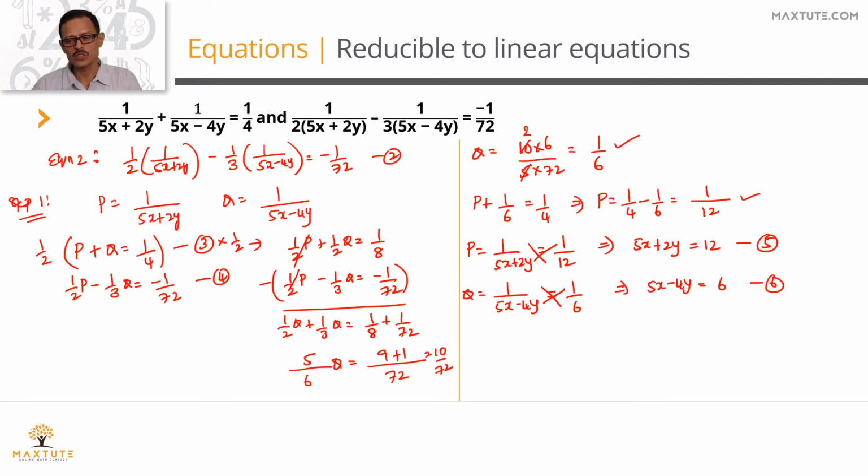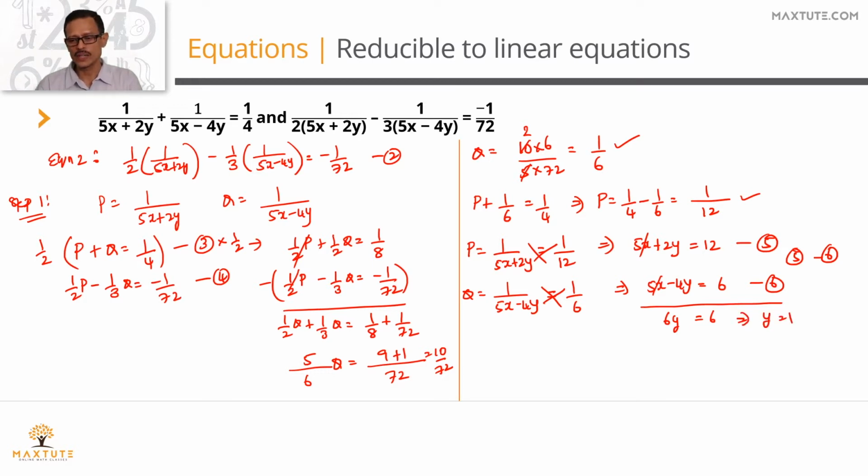Very lovely equations because the coefficient of x is already the same. So all that we need to do is subtract equation 6 from equation 5. 5x will get cancelled with 5x. 2y minus of minus 4y will leave us with a 6y. 12 minus 6 is equal to 6. So the value of y is equal to 1.